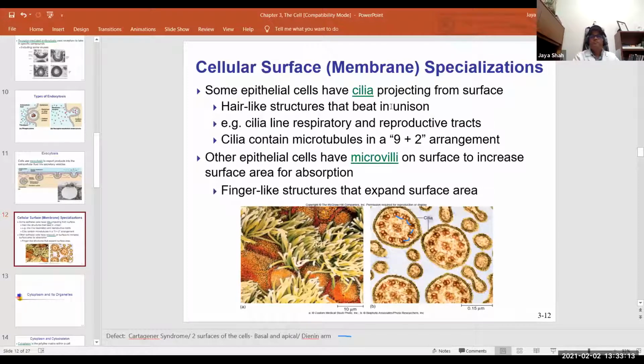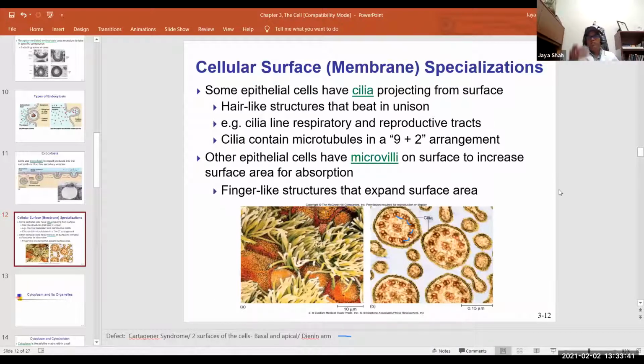And that condition of the disease is called Kartagener syndrome. Kartagener syndrome, you see? K-A-R-T-A-G-E-N-E-R syndrome. Okay? People suffering from this syndrome will have infertility and will have chronic upper respiratory tract infection, and they die early.